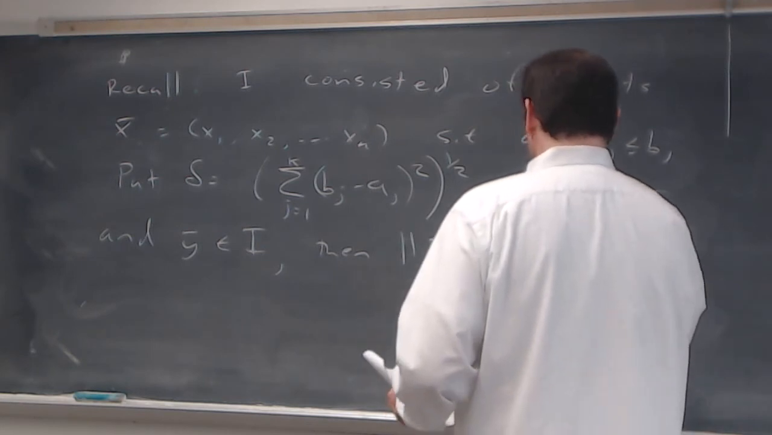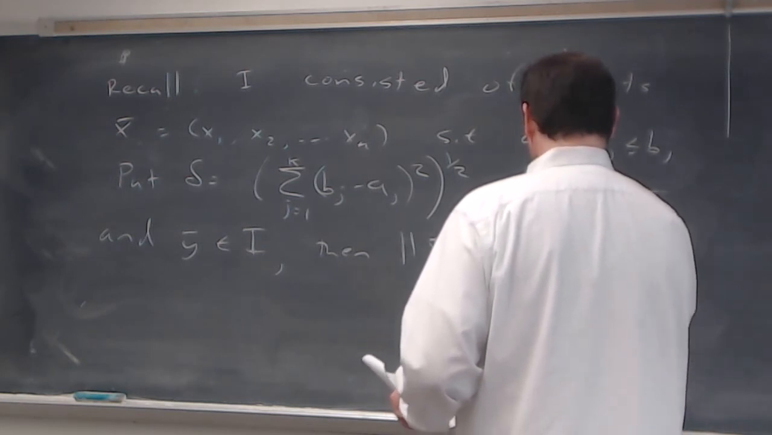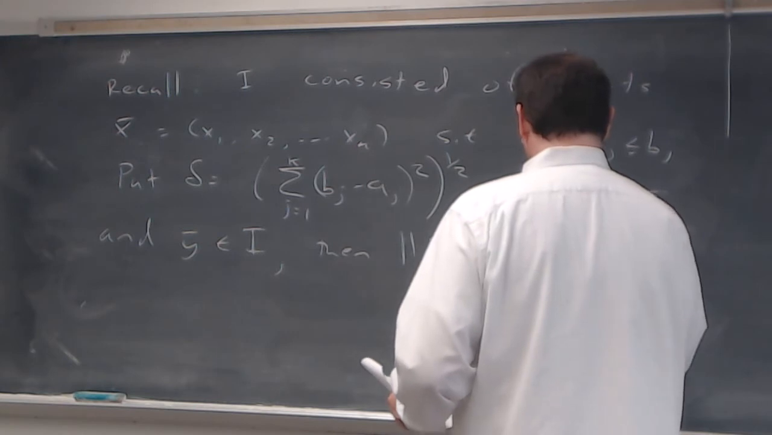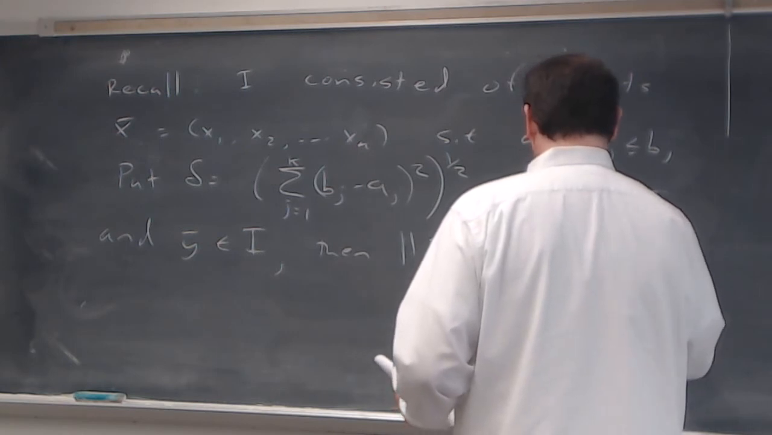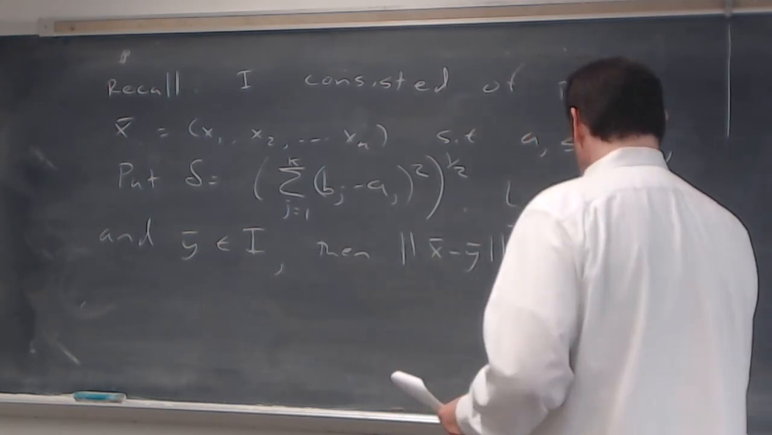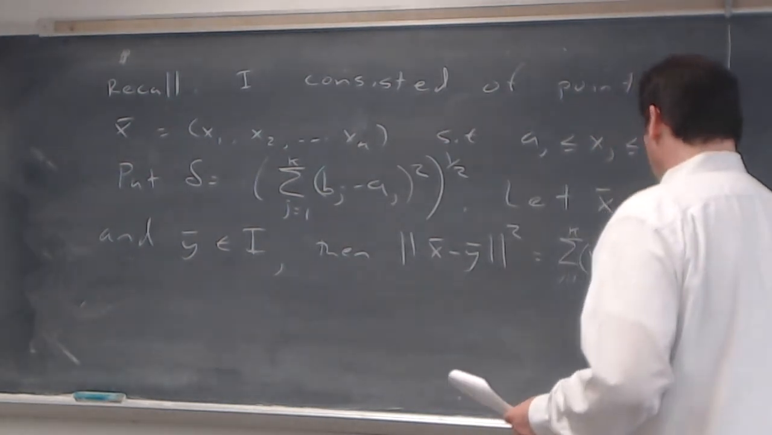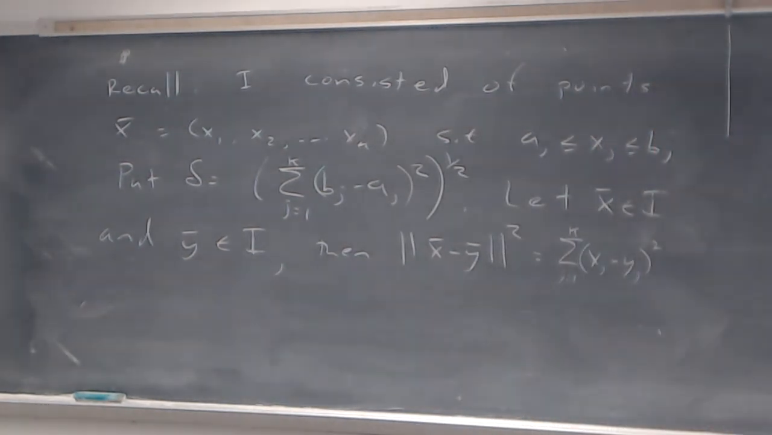Okay, so how do we do this? If you take their coordinates, they run from 1 to k. x sub j minus y sub j, their coordinates. You have to square them. That's what it is. And then the norm would be the square root of that, but we're squaring it, so that's what we have.